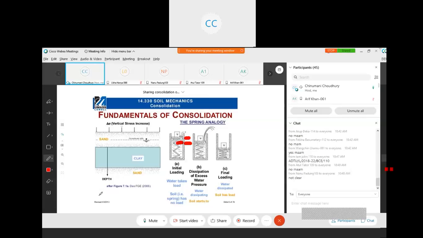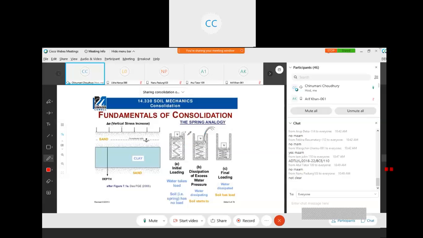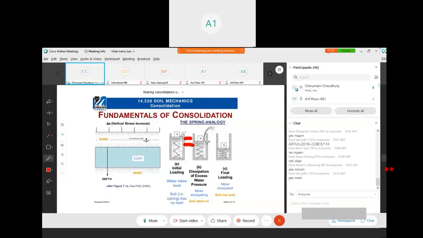Am I clear? Hello? Is it clear? Yes, ma'am. So initially this is the level of water. When there is squeezing of water, this water will come to this level. So there will be no water at this place. So this W load will be taken by this spring, isn't it? Initially. So what will happen? There will be reduction, it will come like this. When the load is taken by the spring, this will happen, isn't it?